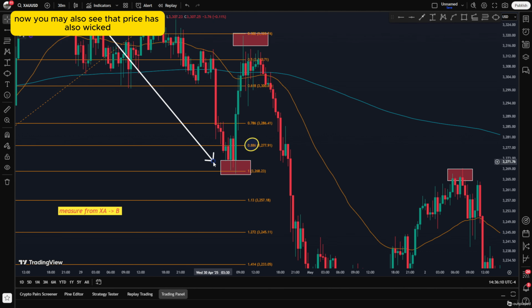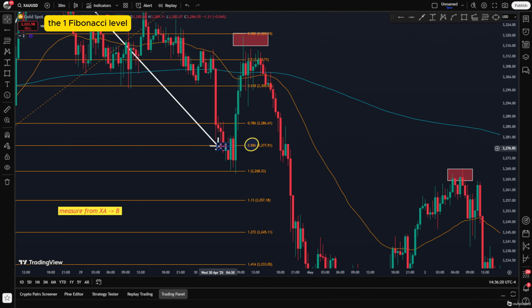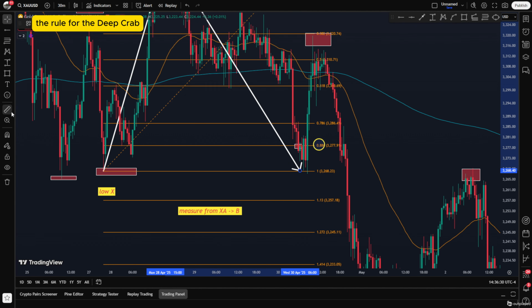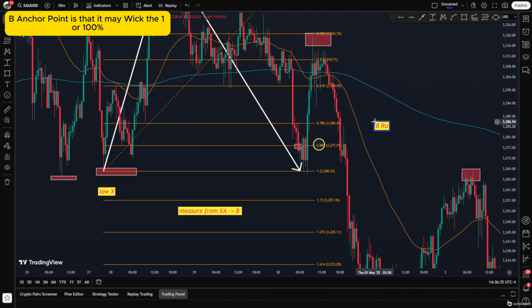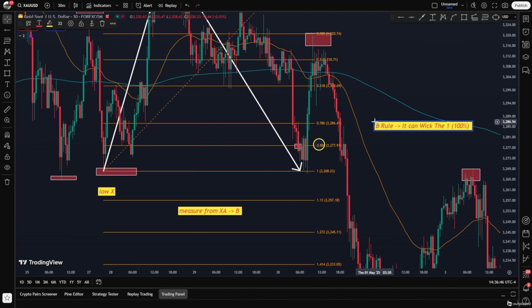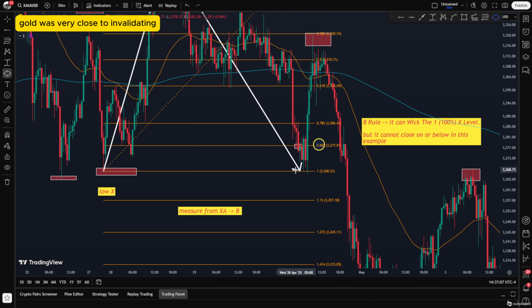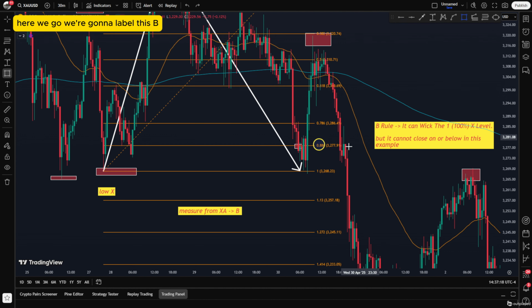Now, you may also see that price has also wicked the 1 Fibonacci level, the X anchor Fibonacci level, and that's okay. The rule for the deep crab B anchor point is that it may wick the 1 or 100% X Fibonacci level, but the candles cannot be closing on or below the 1 Fibonacci level. Gold was very close to invalidating this deep crab pattern. Here we go. We're going to label this B.